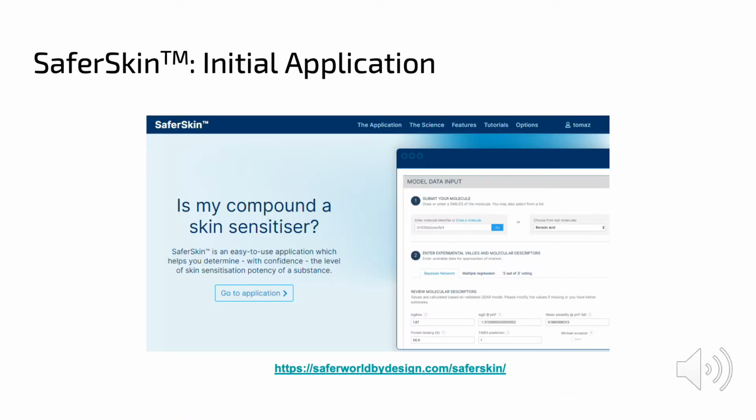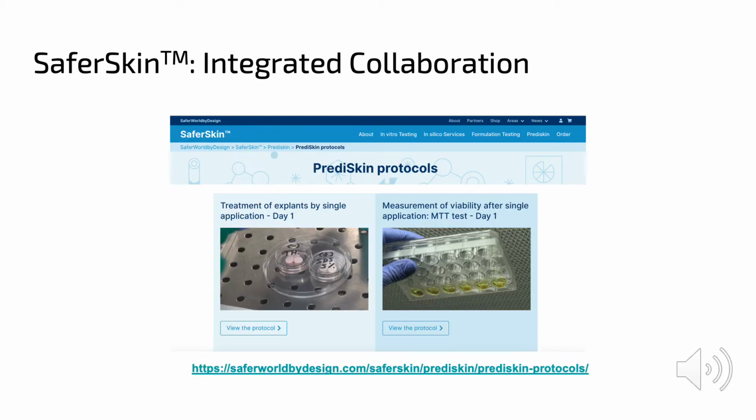SaferSkin was developed initially as a web application to predict skin sensitization, supporting the work of risk assessment of product ingredients. We expanded the scope and vision of SaferSkin within SaferWorldbyDesign as a collaborative application supporting the integration of data and models from different partners, including in vitro testing of ingredients and formulations, and extending the endpoints assessed.